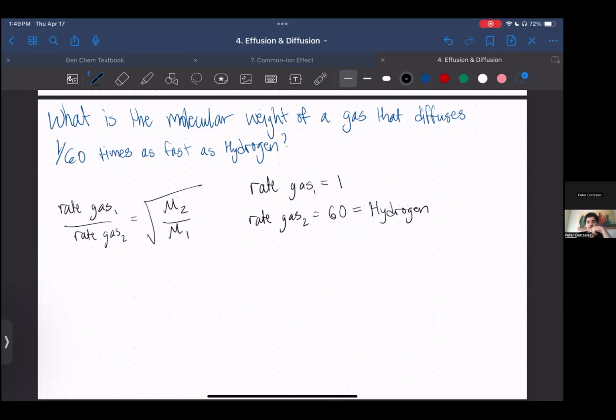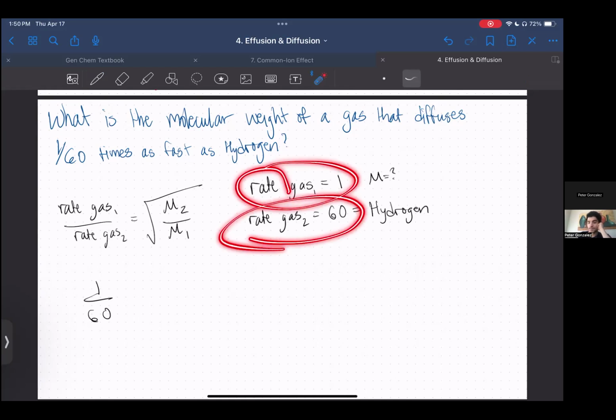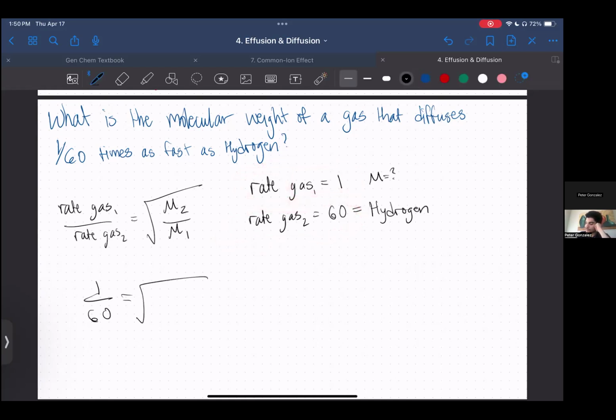Okay, awesome. So we have that. What we're going to do now is figure out what the mass of this gas is. So we're going to set the ratio. We know that 1 over 60, because this is the rate of gas 1 we said, and this is the rate of gas 2 that we said, has to equal the square root of M1, right? Because remember, it's flipped. I almost made a mistake. It's flipped. So because the hydrogen was here in the denominator, it goes up here in the numerator.